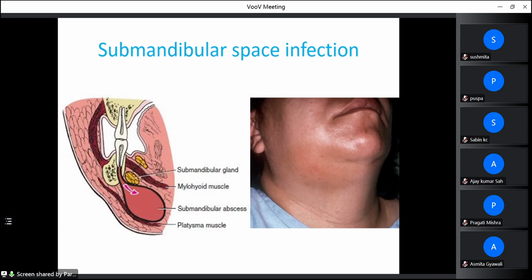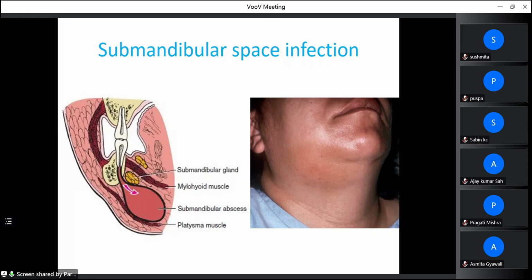Next is submandibular space infection. If the infection has spread through the lower posterior teeth, and the perforation is present below the mylohyoid muscle, then it will lead to submandibular space infection. The peculiar thing about sublingual and submandibular space infection is that it is decided by the mylohyoid muscle, and the attachment of the mylohyoid muscle is not fixed. Anteriorly, it is present near the lower border of the mandible. In the posterior region, it is present more superiorly, near the upper border of the mandible.